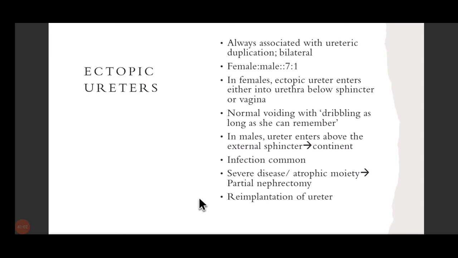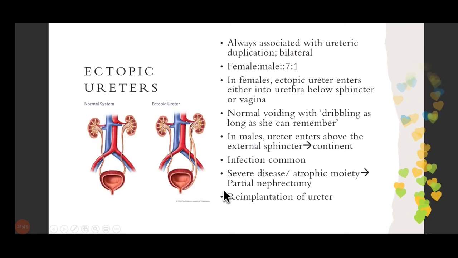Females outnumber males significantly in the ratio of 7 to 1. So it may open either into the urethra below the sphincter or in the vagina in cases of females. A peculiar characteristic is that a female patient may say that she voids normally, but there is dribbling as long as she can remember. In males, however, the patient is continent, infection is common, and in severe disease where there is an atrophic moiety which has drained the kidney, partial nephrectomy may be required. A definitive treatment is always reimplantation of the ureter.